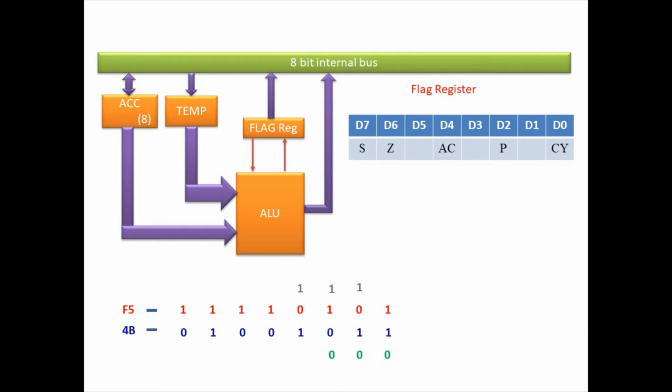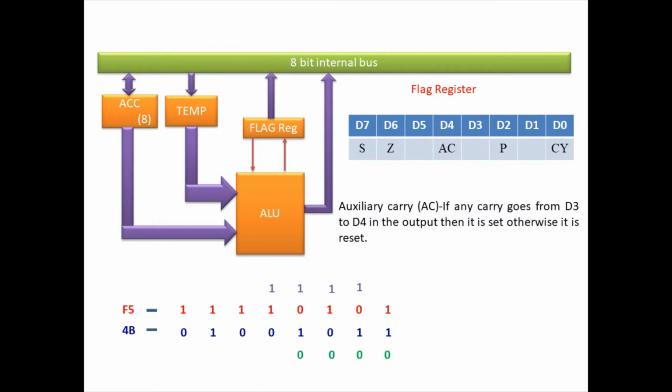Now this is an important place. Now add this number. If you add this number, you will get 0 and carry 1. So this is where we call it the auxiliary carry. If a carry goes from D3 to D4 in the output, then it is set, otherwise it is reset. We call this the digit carry, because the carry goes from one digit to another digit.